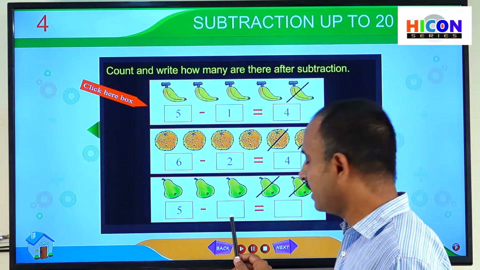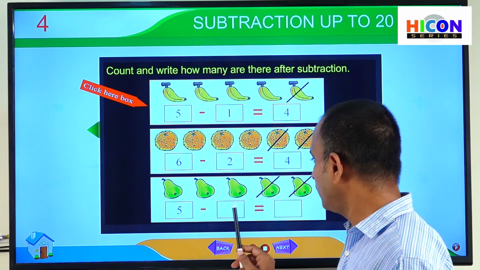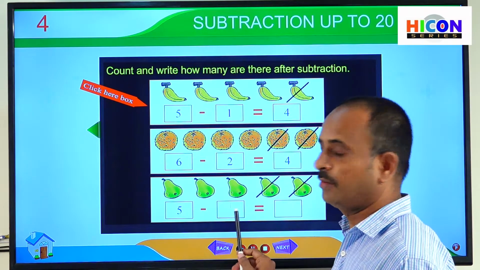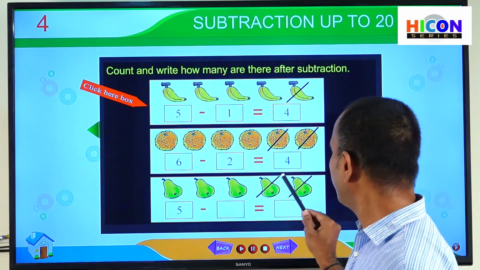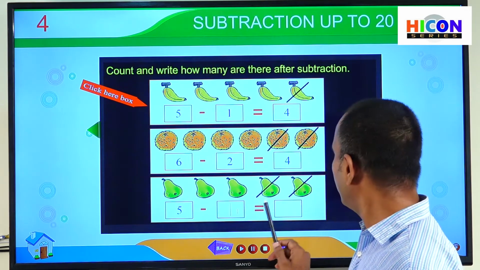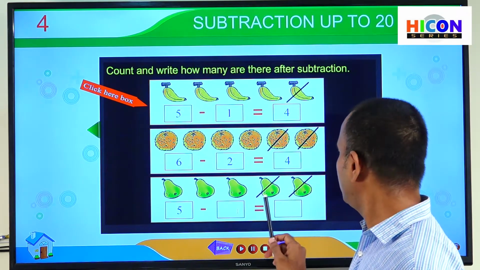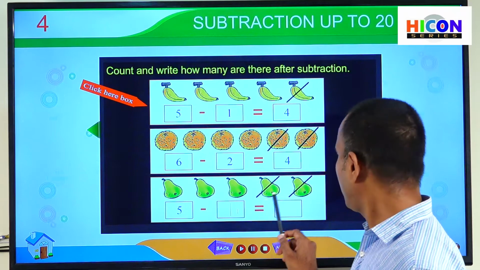Next, what do we have to write in the second box? We have to write the number in the second box that represents how many fruits are taken away. That means how many fruits are struck off. So how many fruits are struck off here? Children, let us count. This is 1 and 2.